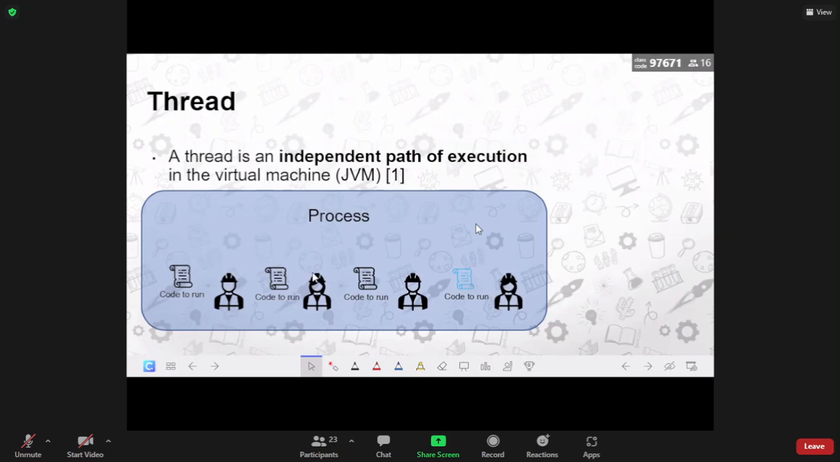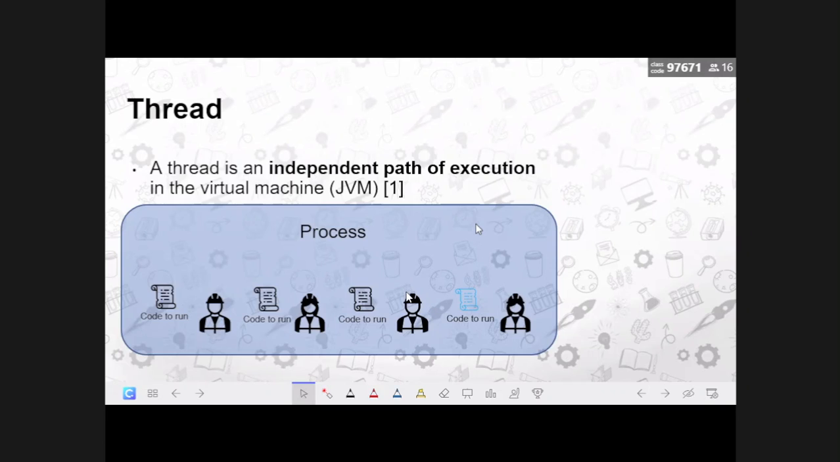The threads may share the same code, or they can also run different code from the process or from the other threads. So you can write a specific code for a specific thread, or you can just use the code from the parent process for the thread to run. Both are possible.